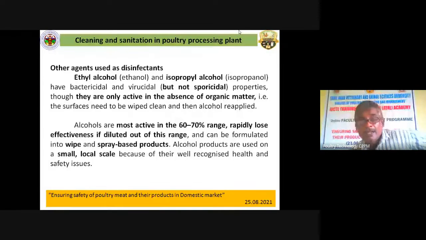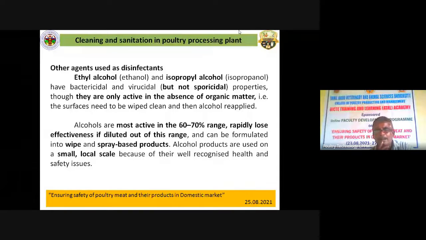However, they are also only active in the absence of organic matter, and they are active at a concentration range of 60 to 70%. You should not increase the concentration because of denaturation of the protein compounds present on the surface. Then it makes it difficult to clean the surface again. The denatured protein gets strongly attached to the surface.